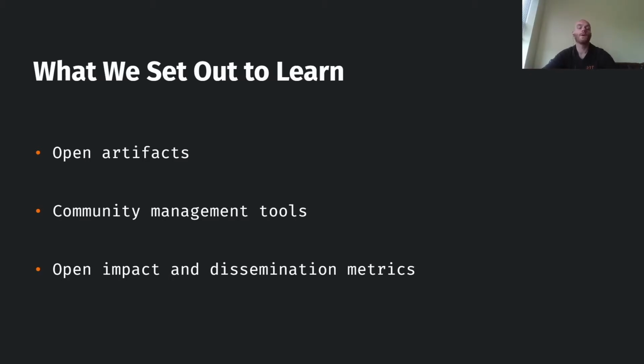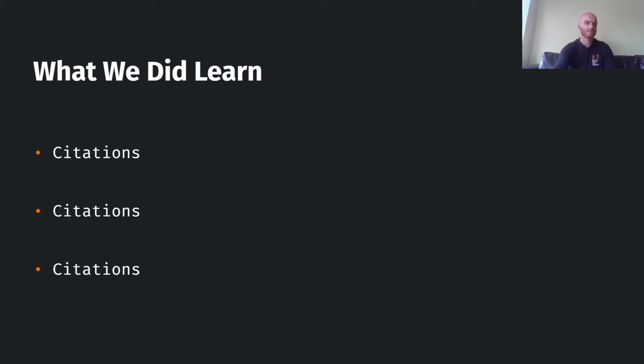We also wanted to learn more about the different community management tools they were using, like Slack and Mattermost, and other tools like that, how much they were using email, and what tools they used to keep in touch with others in their specific field. And we also wanted to figure out what open impact and dissemination metrics they were using now, and which ones they would like to use in the future. And for that, we got a few different answers that I'll go into in a minute.